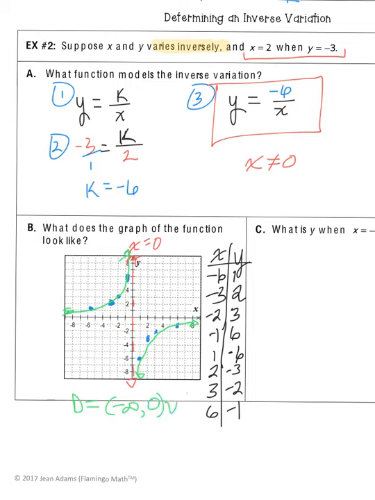Then I have to union that with 0 to positive infinity. Sorry, I ran into that. So this is my domain right here. Then my range, it looks like I have a graph all the way along here. The question is, could the value for this graph ever be 0?